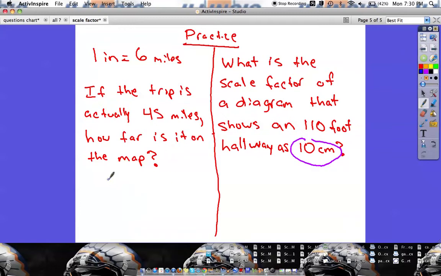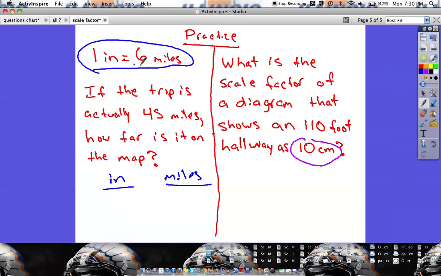So basically what we could do is we could come up with the inches, we could come up with the miles here, and we know that we have the scale factor to start with. We know what that little key says. It says 1 inch equals 6 miles. I want to know how far is it on the map if we've got 45 miles in real life.